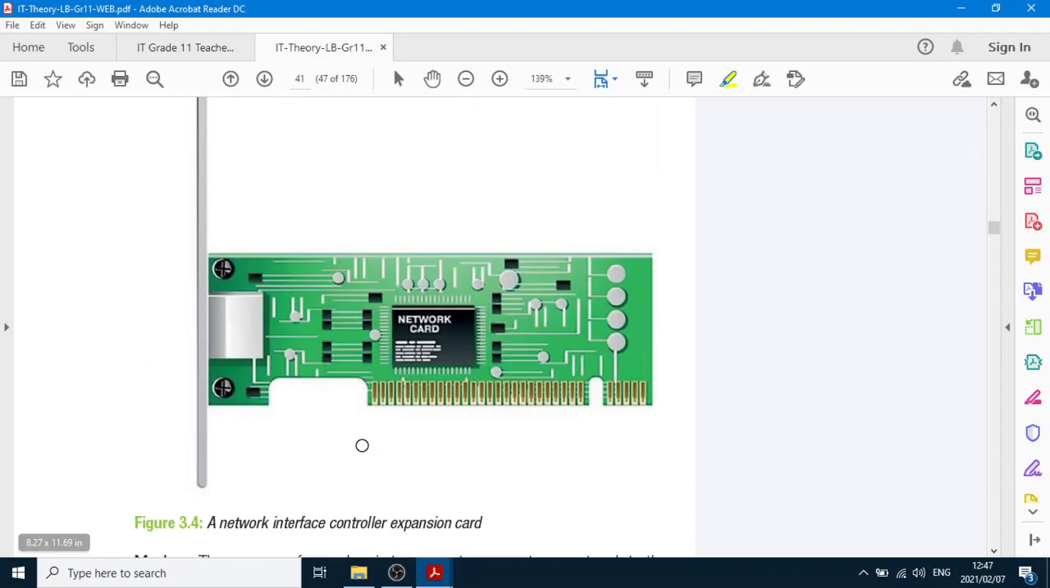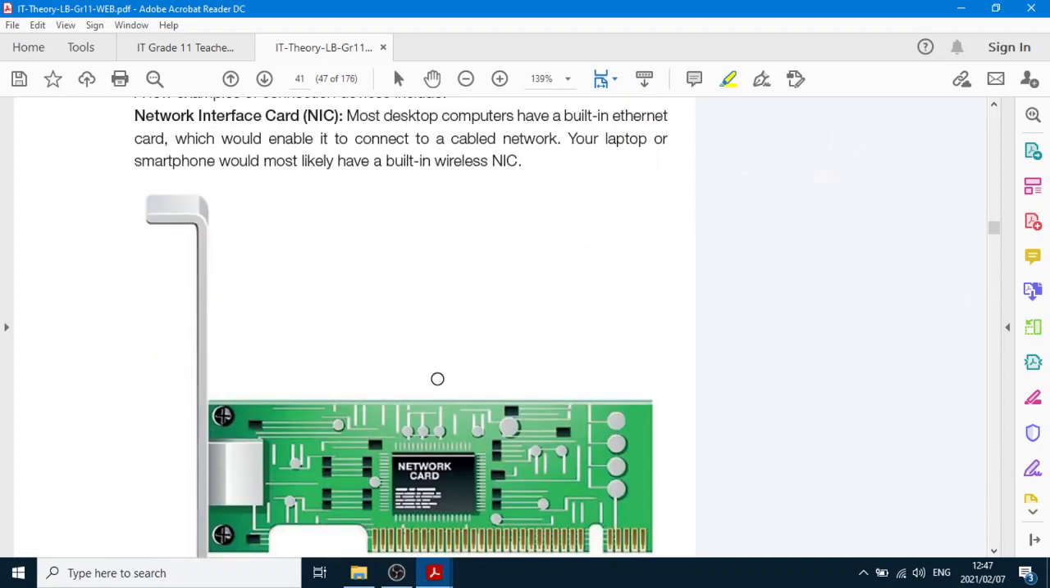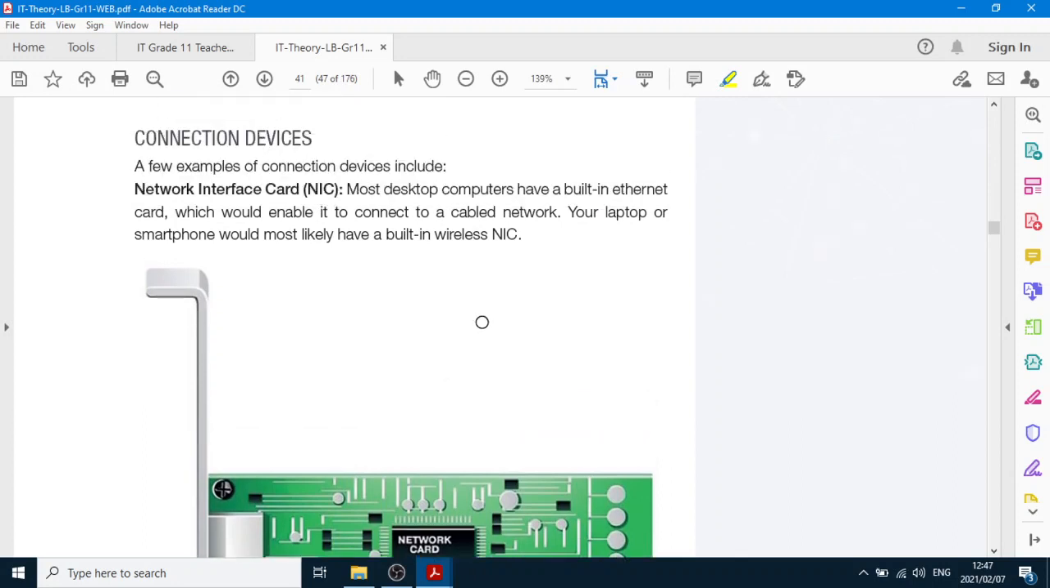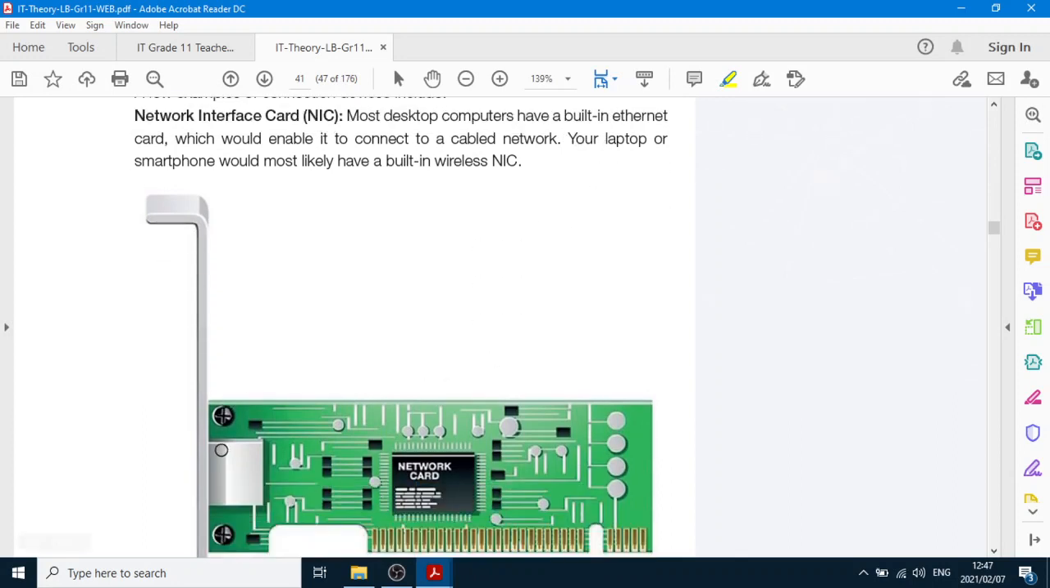Right, so the network interface card is very important because it enables the connection from your computer to the network itself. And the Ethernet cable, in other words, RJ45 cable, will be plugged into this socket over here on the network interface card.